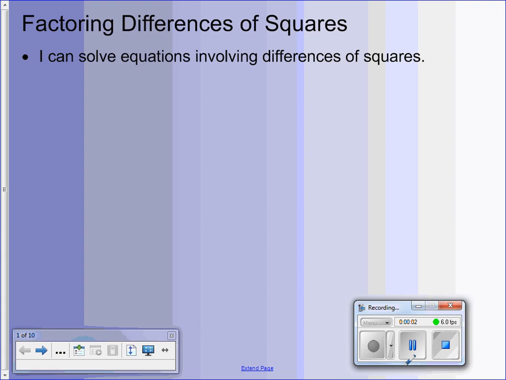In this lesson, we'll go over factoring differences of squares. At the end of the lesson, you should be able to solve equations involving differences of squares.